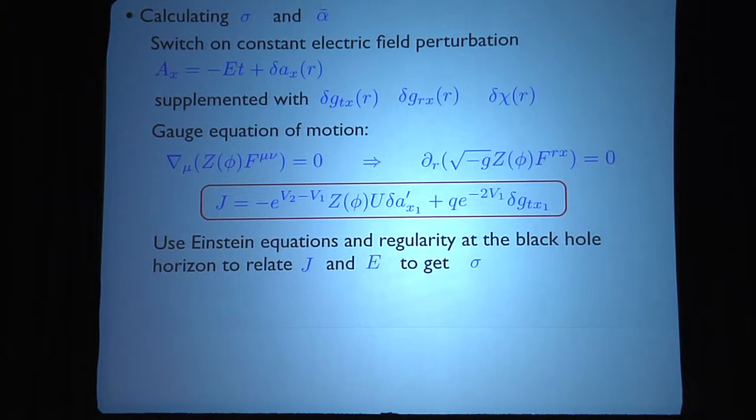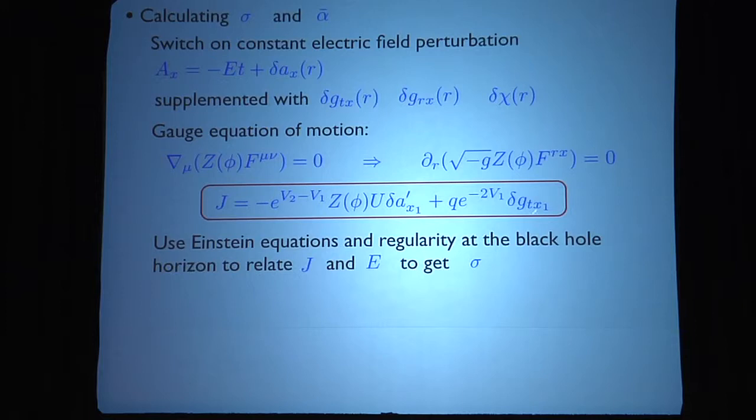So let me describe this calculation. And again, it's simple. Simple is good. First I describe how we calculate sigma and alpha bar. We switch on a constant electric field perturbation with no thermal gradient. And I do that by just having a time dependence for the A_x plus a small perturbation. So E is going to be the applied electric field. And for consistency, you need some other perturbations of your metric and fields. You look at the gauge equation of motion, and it's just this generalized Maxwell equation here. And if you just take the x component, mu is x, since everything just depends on r, you get this condition here. This quantity in the brackets is therefore constant. That constant evaluated at infinity is the current. So the electric current is given by this expression here. And J is constant. So if it's constant, I can also evaluate it at the black hole event horizon.